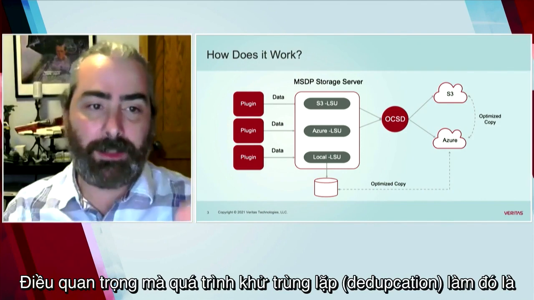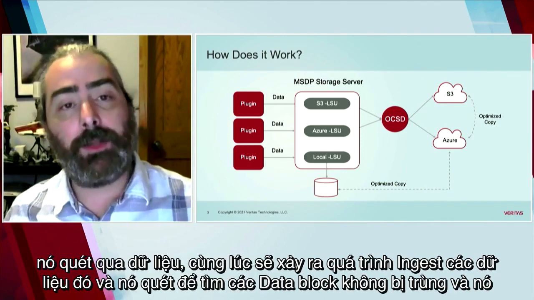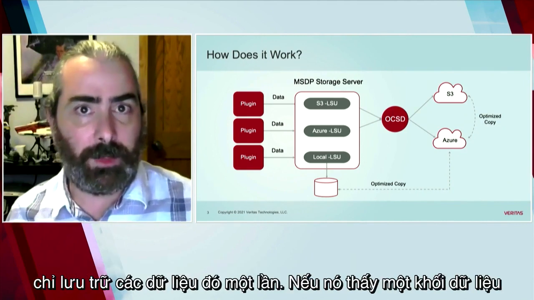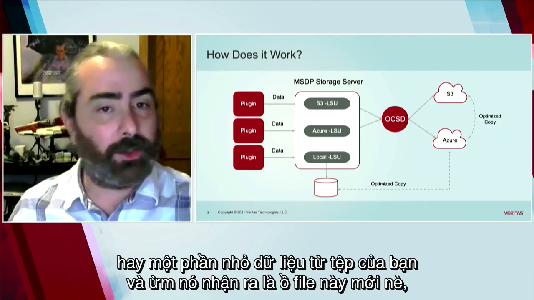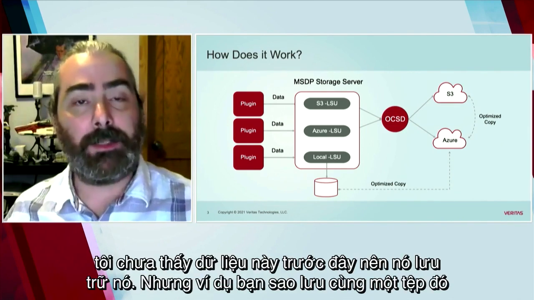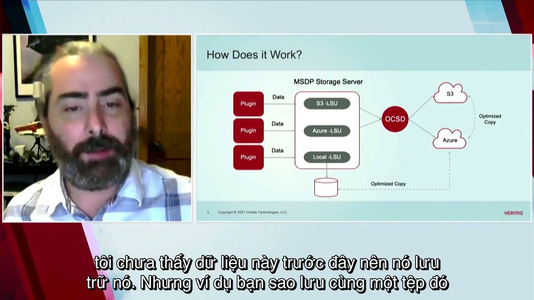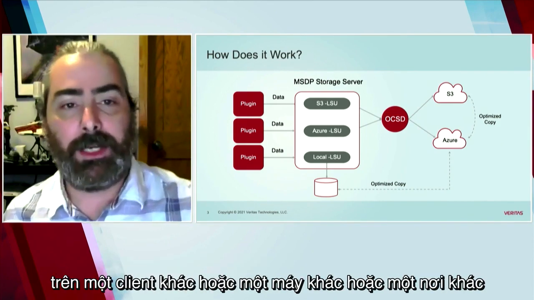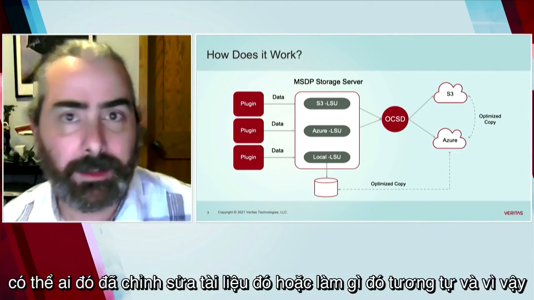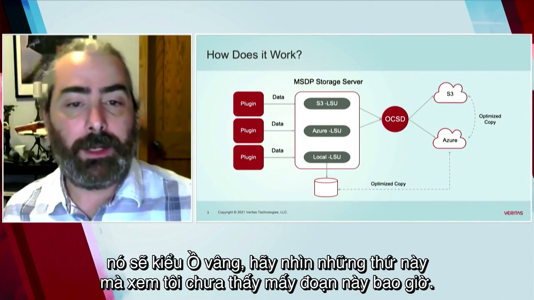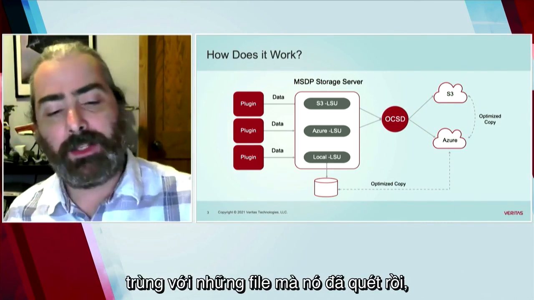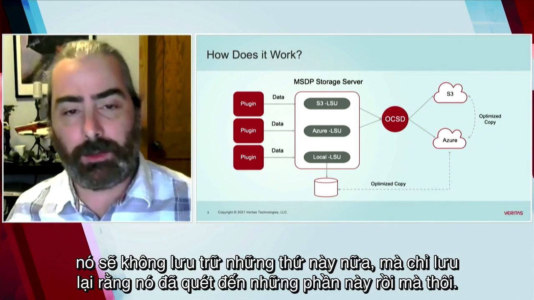And that's an important thing that deduplication does: it looks through the data as it's ingesting it, and it scans for unique blocks, and it only stores those blocks once. If it sees a little chunk of data from your file and says, oh, this is new, I haven't seen this before, it stores it. But say you back up that same file on a different client or a different machine, and maybe there are some changes. Somebody tweaked that document. So it'll pick up, oh yeah, I haven't seen these bits before. But at some point, it's going to get to a part of the document and say, oh, these segments, I've seen these before. I don't need to store these. I just need to track that I've seen these.